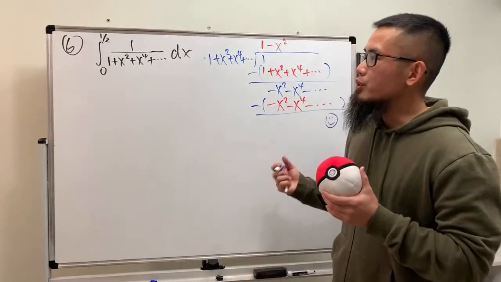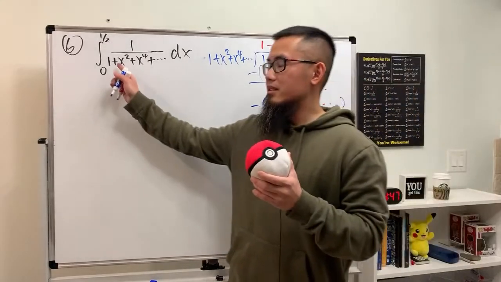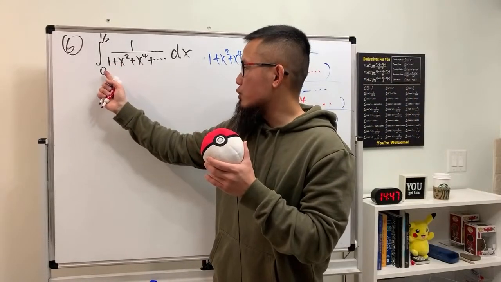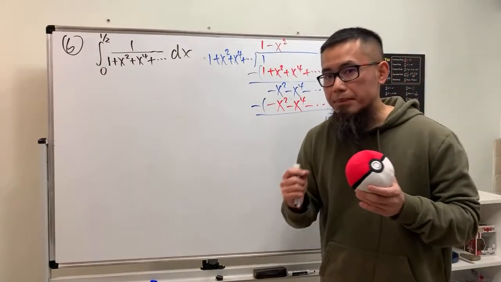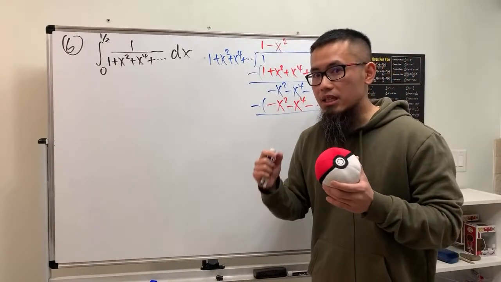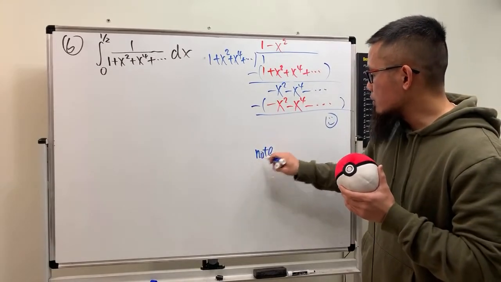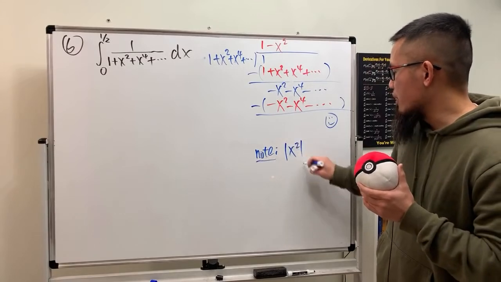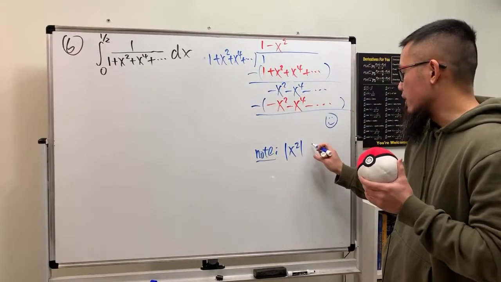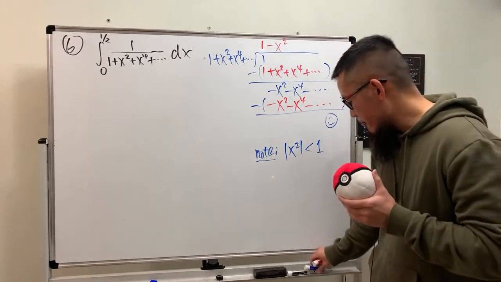Technically, you should check the x value in order for this to work. This right here works because we are just going from 0 to 1/2. This right here only works if the absolute value of x is less than 1. So I will just make a note. In this case, we have to make sure that the absolute value of technically x squared, because the input is x squared because of the geometric series. So that's why it works, right?